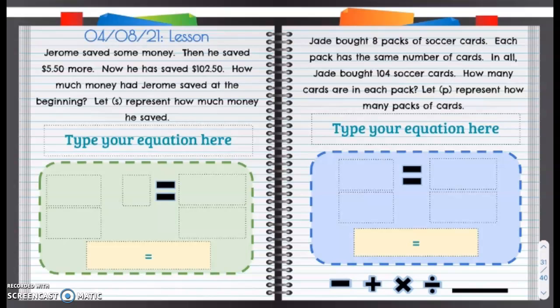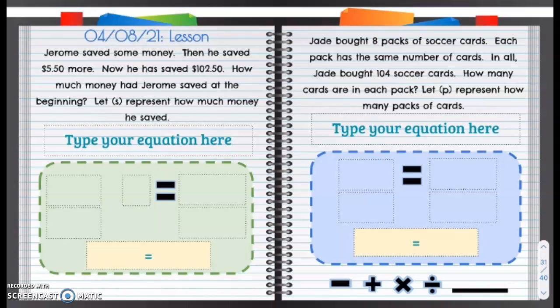All right, our lesson, the second part. So Jerome saved some money. Then he saved $5.50 more. Now he has saved $102.50. How much money had Jerome saved at the beginning?